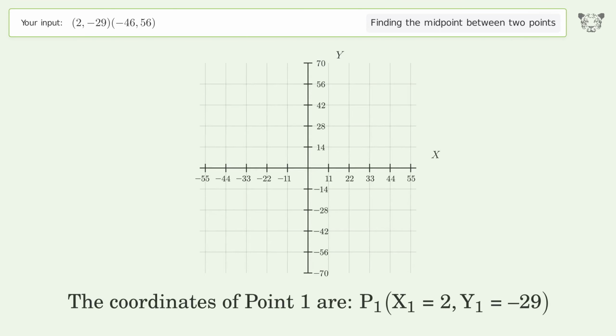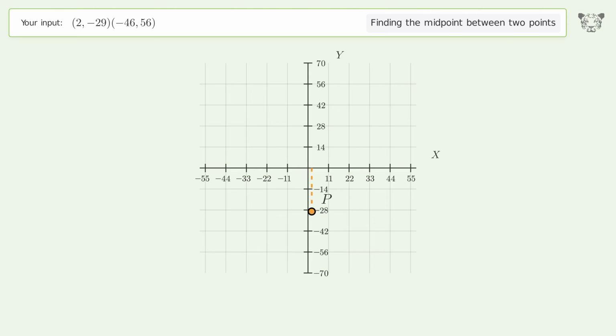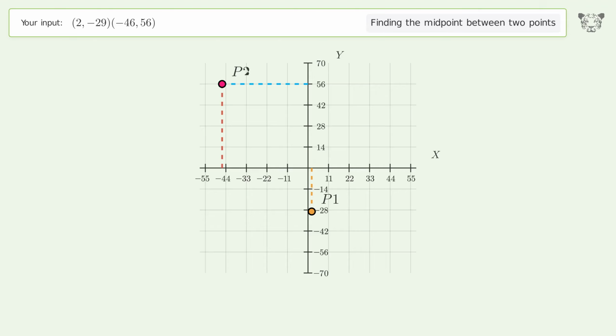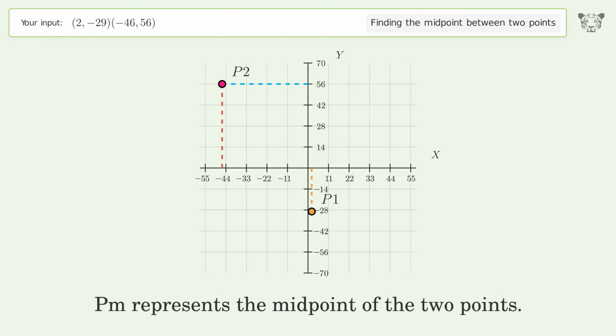The coordinates of point 1 are x1 equals 2, y1 equals -29. The coordinates of point 2 are x2 equals -46, y2 equals 56. PM represents the midpoint of the 2 points.